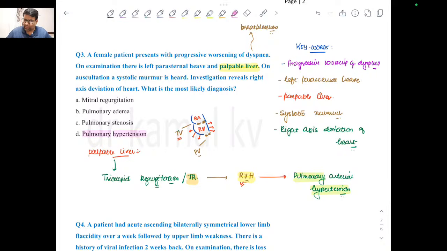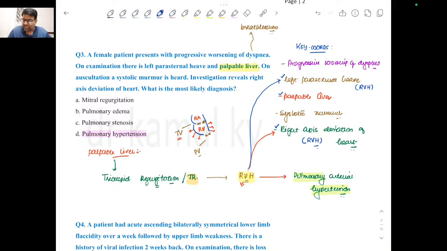So, this right ventricular hypertrophy is resulting in right axis deviation on ECG. This is also causing this left parasternal heave. So, left parasternal heave, right ventricular hypertrophy, right axis deviation, right ventricular hypertrophy. So, we have tackled this, we have answered this.